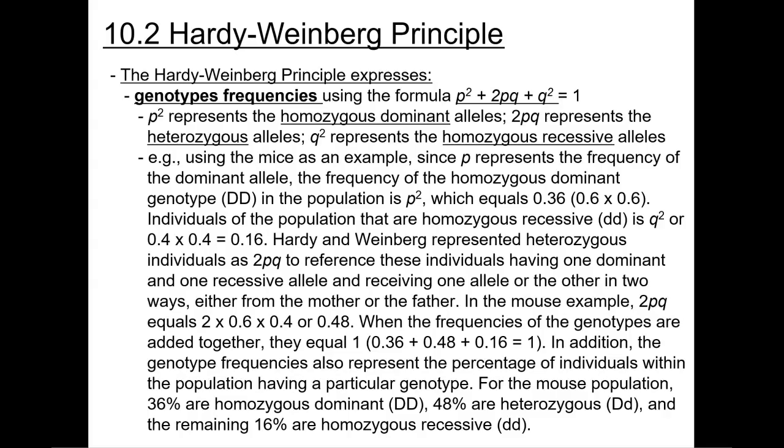Hardy-Weinberg represented heterozygous individuals as 2pq. These individuals have one dominant and one recessive allele, and can receive one allele or the other two ways, either from the mother or the father. So the mouse example is going to be 2pq, which is 2 times 0.6 times 0.4, and that's going to give 0.48. When the frequencies of genotypes are added together, they all equal 1. You can look at it as 36%, 48%, and 16% equaling 100% if you're changing it over to percentages. So the genotype frequencies also represent percentages, as I just described.